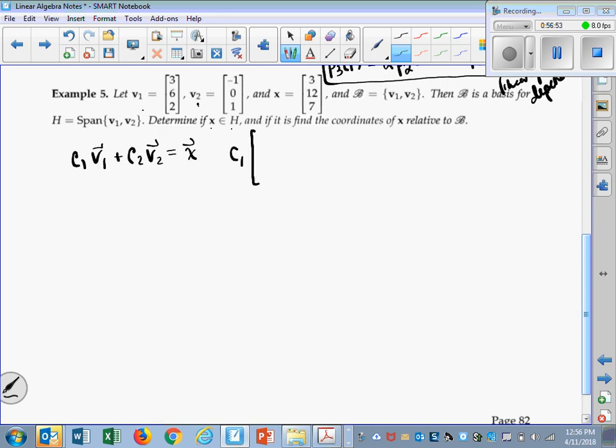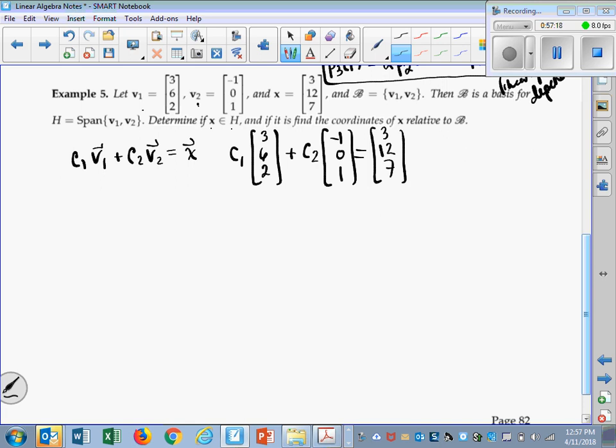Okay, well, let's see here. So what is the vector x? It's 3, 12, and 7. And now we can write this vector equation as a matrix equation. So let's write this as the matrix with columns 3, 6, 2 and negative 1, 0, 1 times the vector c1, c2 is 3, 12, and 7.